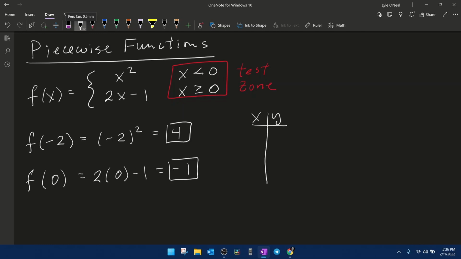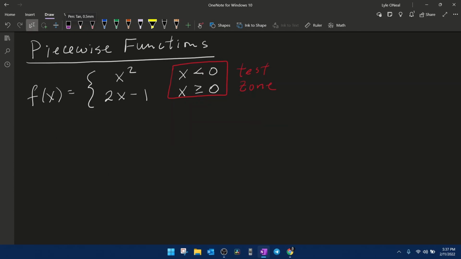At this point, it's important to note what we're actually finding. If we plug in an x, the output would be f of x, which is y. So what we're actually generating are ordered pairs. So far, we have the ordered pair negative 2, 4 and the ordered pair 0, negative 1. If you generate enough ordered pairs, you can generate a graph of this piecewise function.